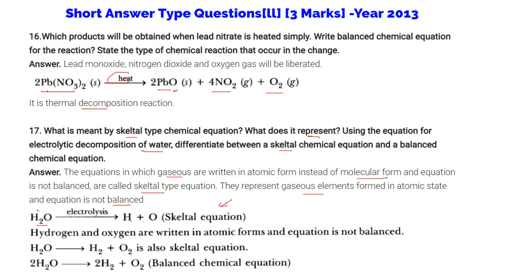Why? Because there are two hydrogen atoms, but here only one hydrogen atom. Hydrogen and oxygen are written in atomic form and the equation is not balanced. Again, this H2O, H2 and O2 is also a skeletal equation. But if you want to make it a non-skeletal, or balanced chemical equation, you ought to put 2 here, and 2 here, so that now this equation becomes balanced like this. This is a balanced chemical equation.